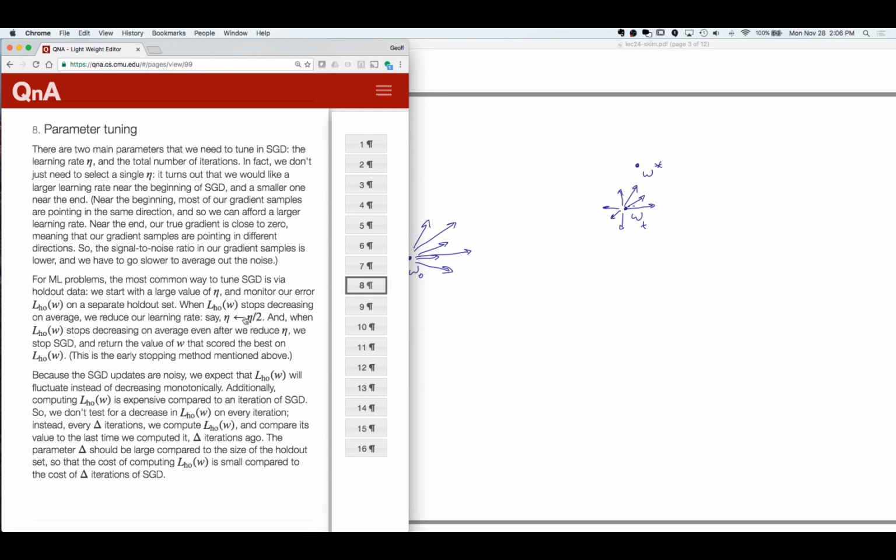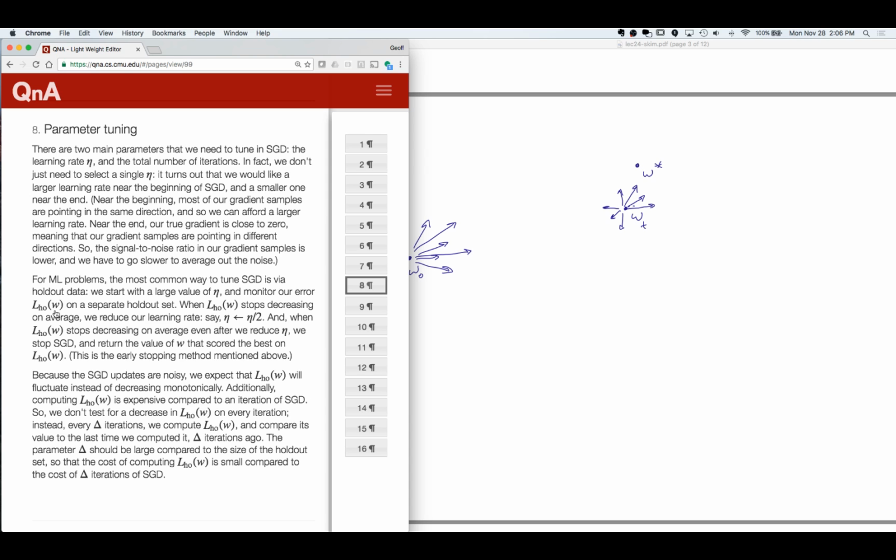So how do we tune stochastic gradient descent? By far, the most common way these days, and probably the best way that I know of, is to use holdout data. So we start with a relatively large value of the learning rate, and we monitor our error on a separate holdout set, meaning that we calculate the loss function L sub holdout on an independent sample of data. You can also use cross-validation or bootstrap if you prefer, but holdout is faster, and faster is good for stochastic gradient.